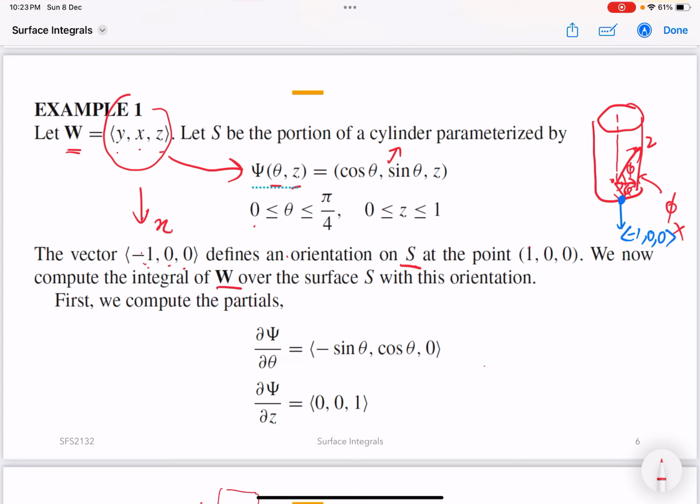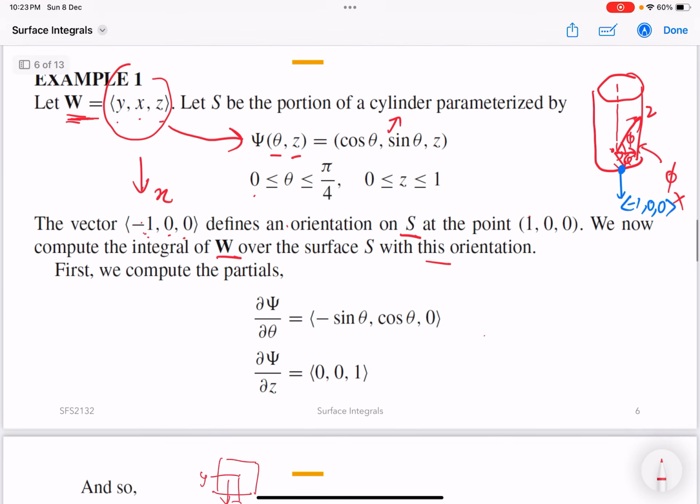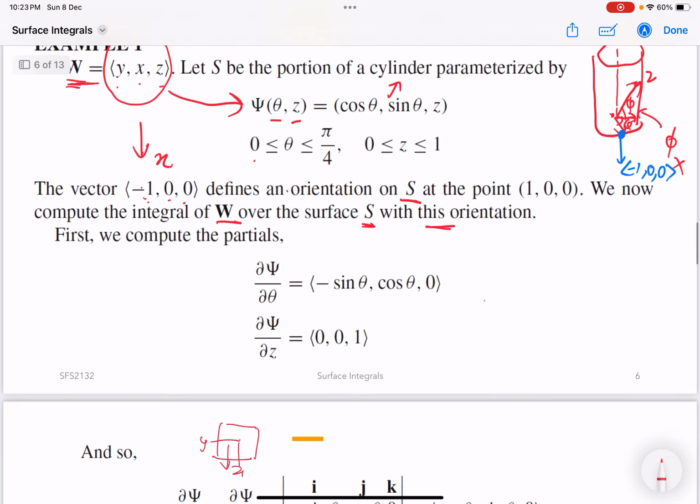So we now compute the integral of w. What is w? w is again a vector on the surface as well, with this orientation. So first, over S with this orientation, we need to compute the d psi over d theta, like the previous one, d psi over dv and d psi over du. Another one is d psi over dz. So what is your psi? Cos theta, sin theta, and z.